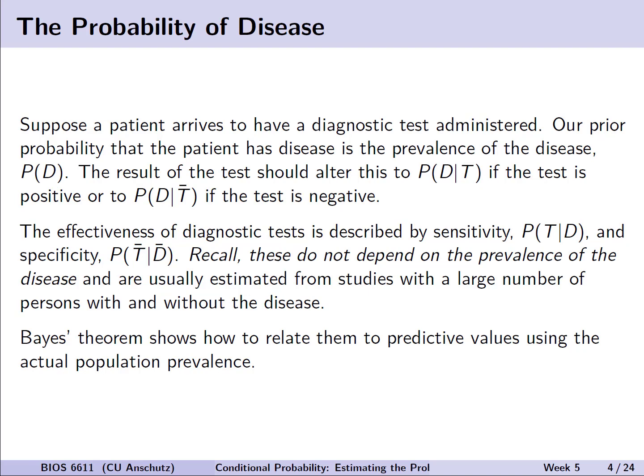Now remember, the effectiveness of the test itself is described by the sensitivity and specificity, and these do not depend on the prevalence of the disease and are usually estimated from studies with a large number of persons who do and don't have the disease. In the case of estimating the probability in the reverse role of having the disease given the test result, we're going to leverage Bayes' theorem to show how we can relate these predictive values to the actual population prevalence.